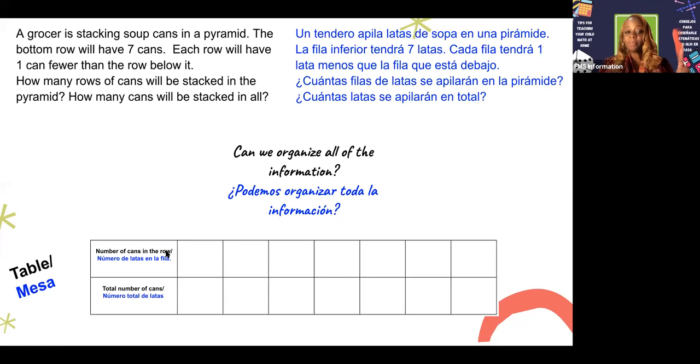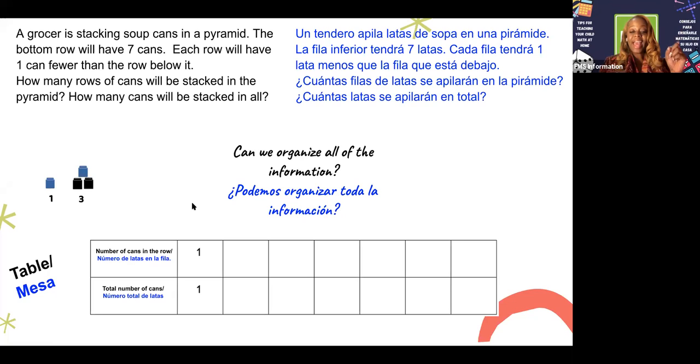So I'm going to put this information in a chart, and the chart is going to say number of cans in the row compared to the total number of cans. So look at this for a second. If I had 1 can, right, and 1 row, in that table, I would have 1 and 1, yeah? 1 can, 1 row.